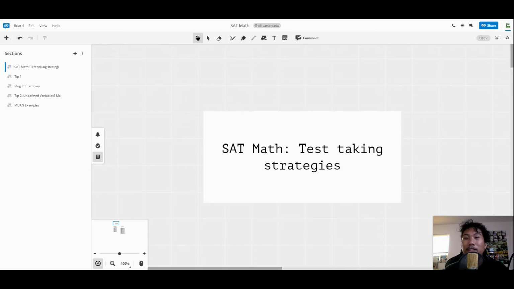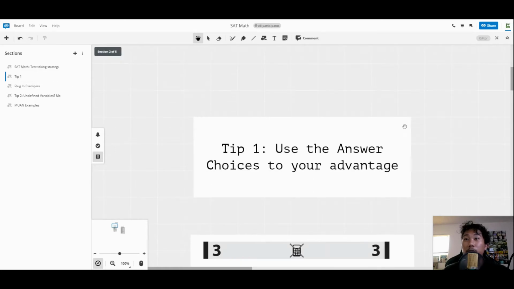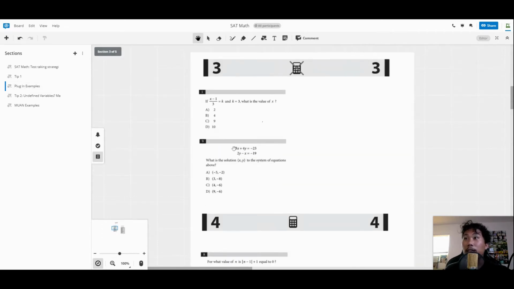So let's begin with tip number 1, which is to use the answer choices to your advantage. So what does this mean exactly? Simply put, this just means to take the answer choices and to plug it into the question to see if it is the right answer choice. So let's take a look at number 1.